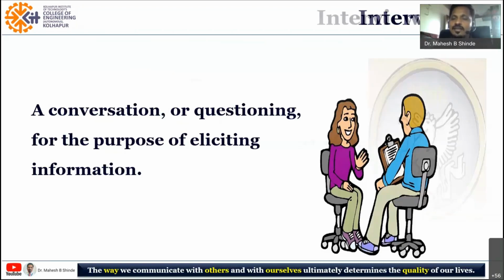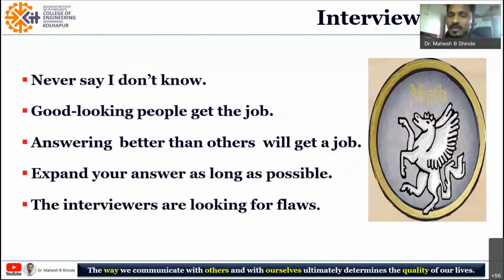Let us next see what the myths are. What are myths? We have seen listening myths in our last semester as well. Myths are nothing but wrong assumptions. There are certain myths, wrong assumptions, wrong understanding in the mind of most of the students. What is the first one? Never say I do not know.